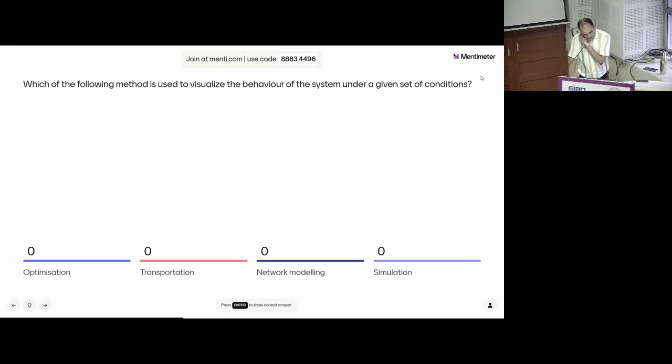Which of the following methods is used to visualize the behavior of the system under a given set of conditions? Optimization, transportation, network modeling, or simulation?